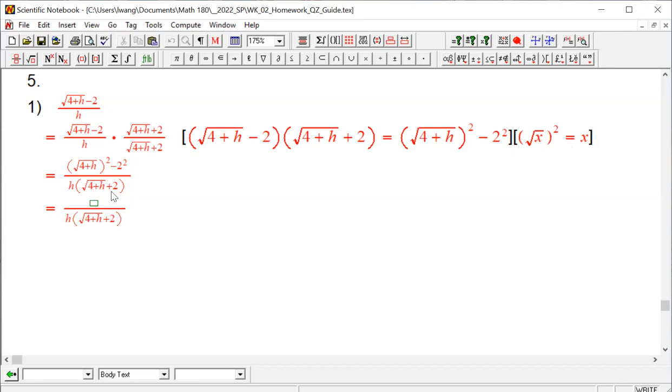So here on the top, you're going to get 4 plus h minus 4. Okay. And the next step, of course, you're getting 4 minus 4, and there's only h left. And you can see now you understand why I told you do not multiply, do not expand in the denominator. h and h will be reduced. So in the end, we got 1 over the square root of 4 plus h, plus 2.